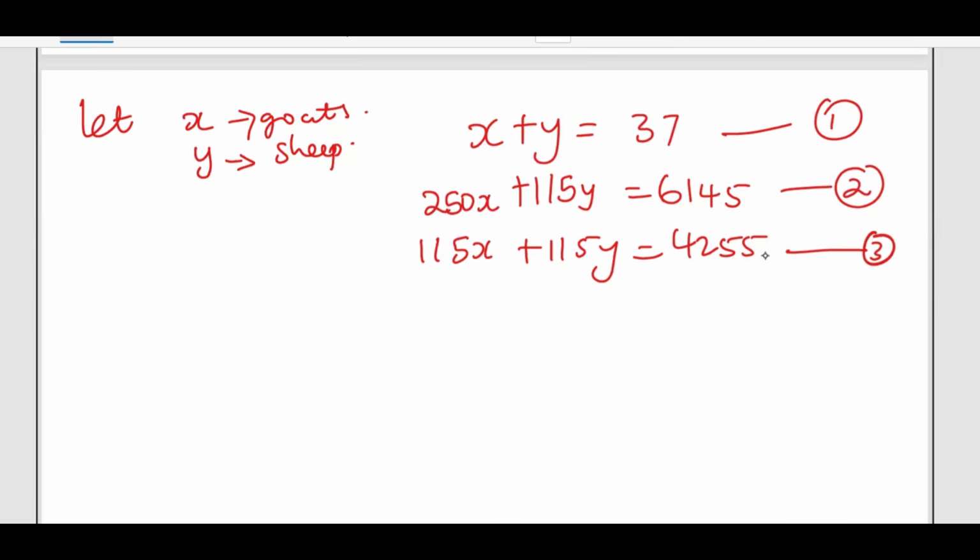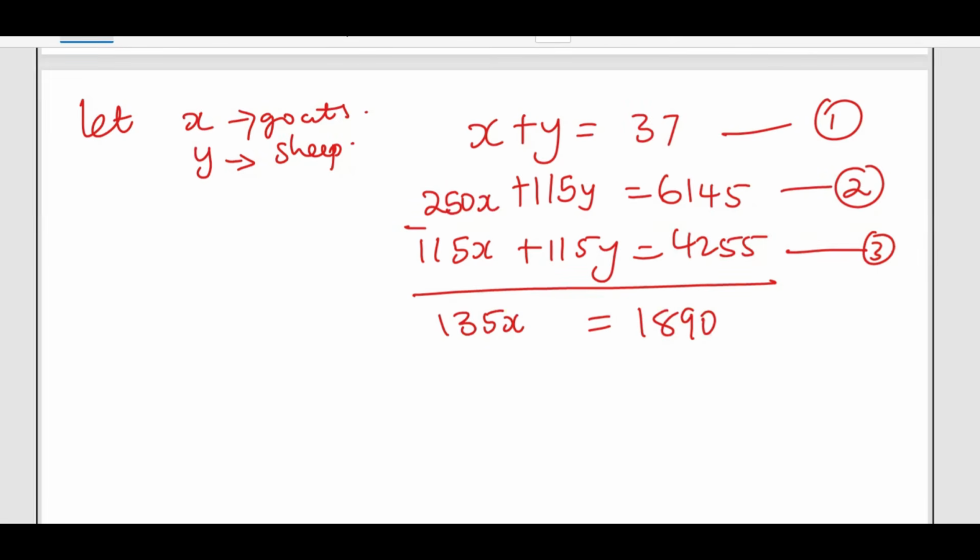This is equation number 3. Then I need to subtract. So 250 minus 115 becomes 135x. This cancels out. So 6145 minus 4255, I get 1890.